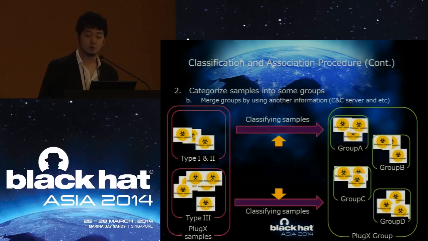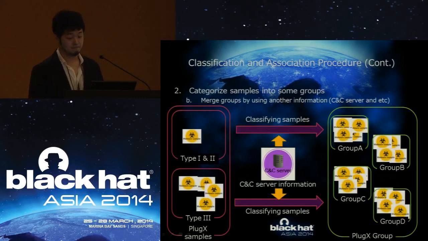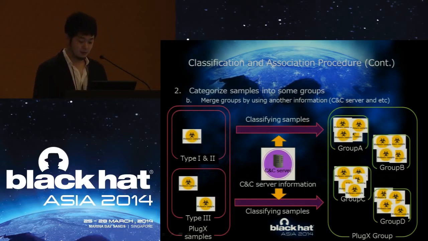Second, step 2B. We classified the remaining samples with the CNC server information like FQDN, IP address, domain name, and email address of the domain owner, like this. Sometimes we use the debug string indicated version path of PlugX we also mentioned earlier. And in step 2C, we repeated step 2A and step 2B until we classified PlugX samples completely, or until we couldn't find any relation.